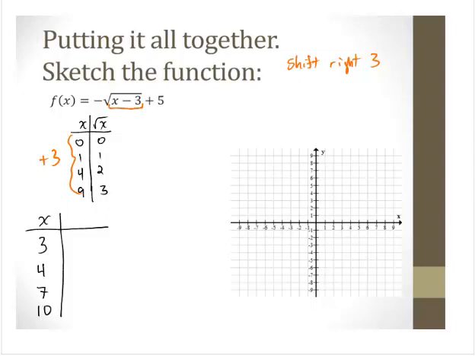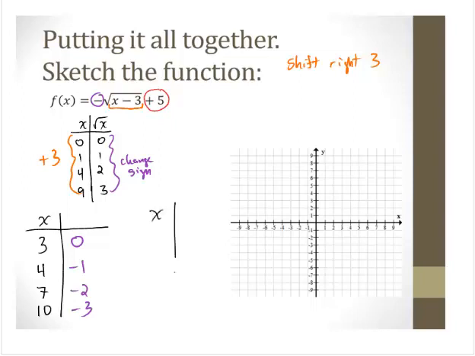Now, we've taken care of the input. We got the square root. Now, we need to put the negative on there. We need to change the sign of the outputs, the sign on the square roots. So let's change sign. That would give me then 0, negative 1, negative 2, negative 3. Well, we're not done yet. We still need to add 5, and that'll get us to our end function.